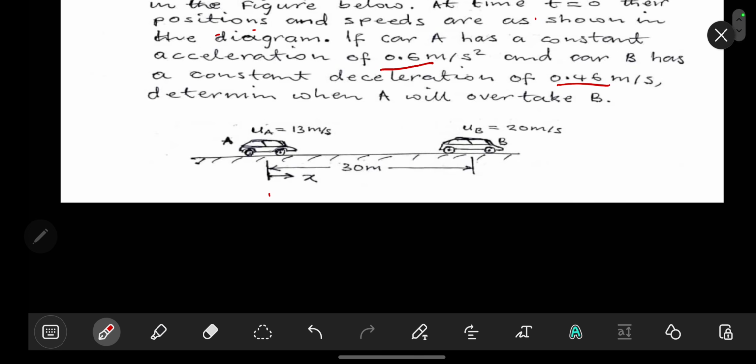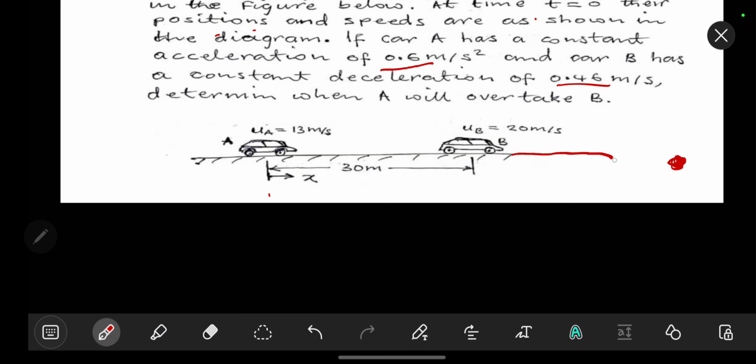So how do we calculate this? Firstly, you need to understand one thing. Both of them are going in the same direction. So the point at which car A will overtake car B is firstly they have to be at the same position. Now what does this mean? Let's say the point where these two cars meet is this point.